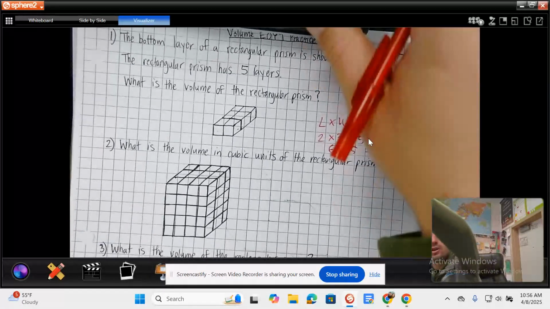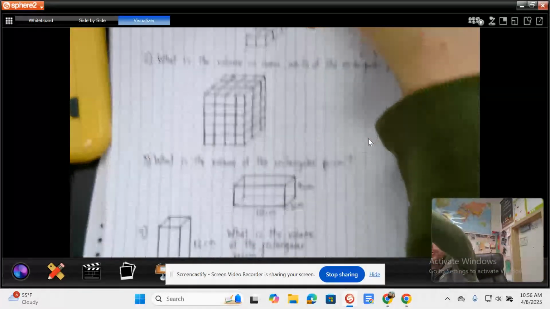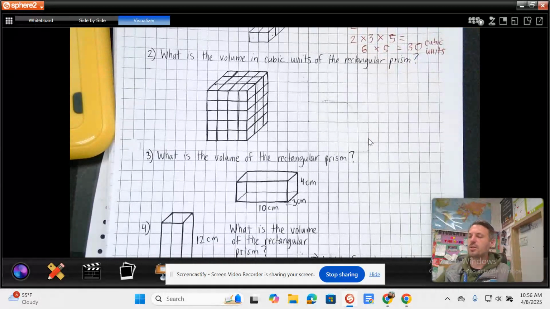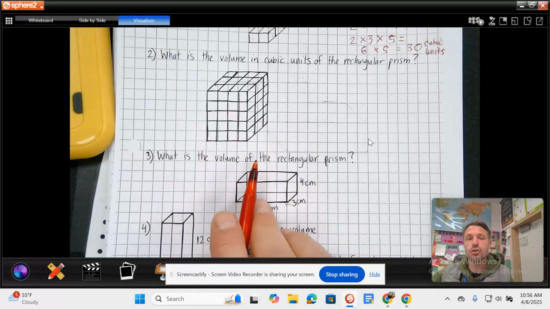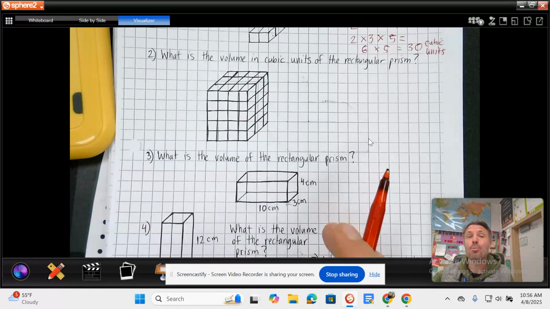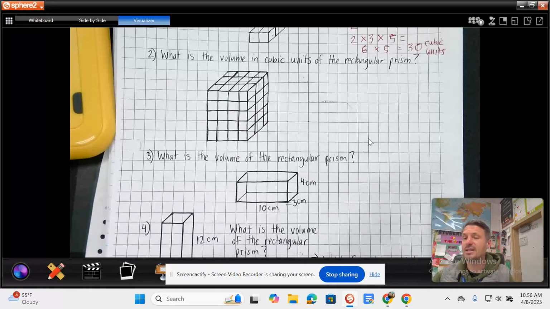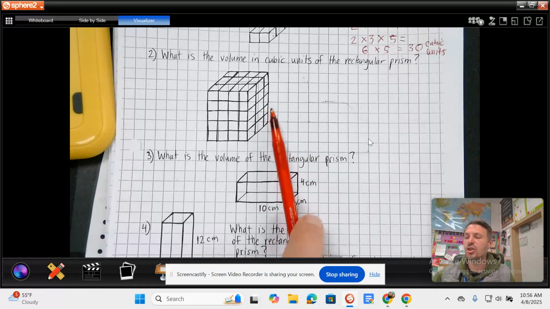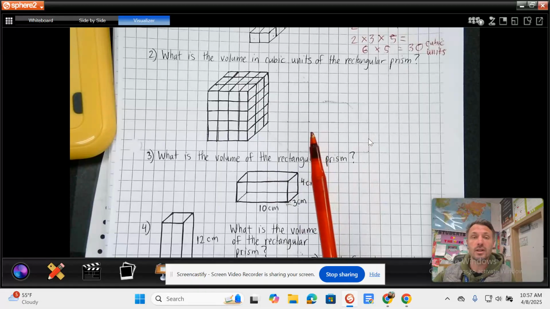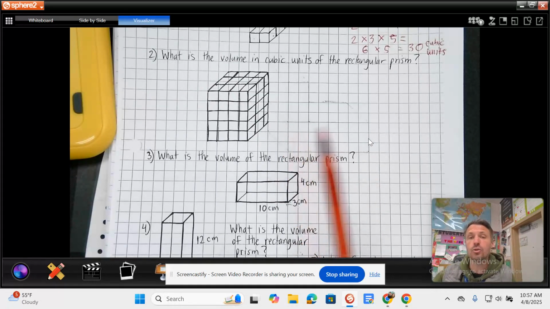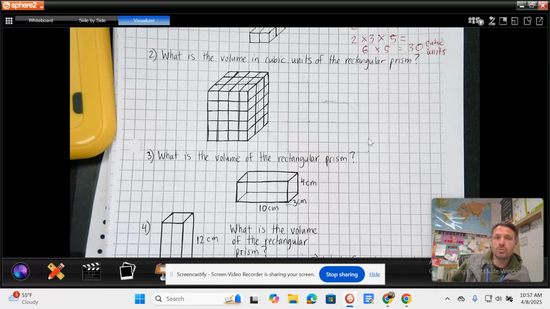Okay, the next question. What is the volume in cubic units of the rectangular prism? So this one just shows the entire rectangular prism. Now, you might notice instead of telling us how many feet across it is, or how wide or tall it is, instead of giving us units like feet, inches, or centimeters, the whole thing is just split up into cubic units. It's actually split up into actual cubes. So in order to find the cubic units for the length, width, and height, all we have to do is count.